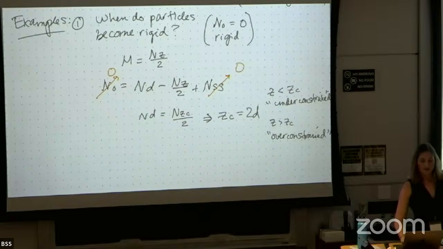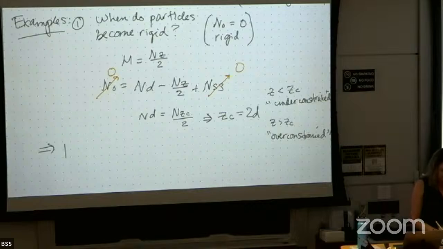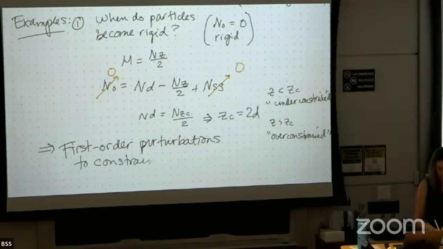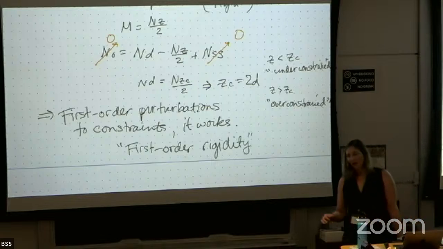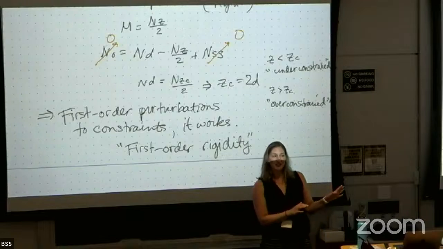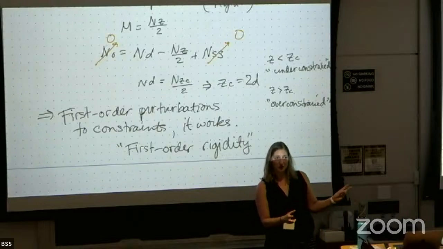Okay, so it works. But the key thing is, recall, this all came from considering first order perturbations to the constraints. And it works. Those are the two things to remember. Okay, this is called first order rigidity. And it's a little bit of a pain, okay? Because let me tell you something right now. I'll be with you in just a minute. This is the language that's used by the engineers. They call it first order rigidity.